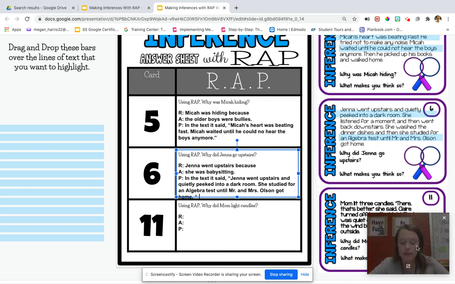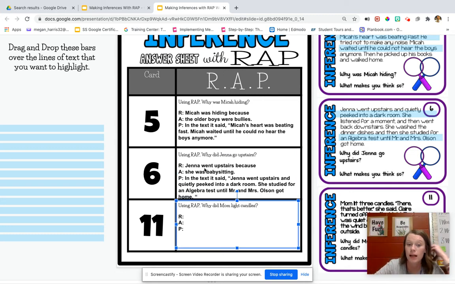Okay, all right, kiddos, let's look at it all together. Jenna went upstairs because she was babysitting. In the text, it said, Jenna went upstairs and quietly peeked into a dark room. She studied for an algebra test until Mr. and Mrs. Olson got home. Okay, kiddos, look, we're using the clues that we talked about. We're putting them into our paragraph, and it's proving our answer. Very good. Okay, last one.